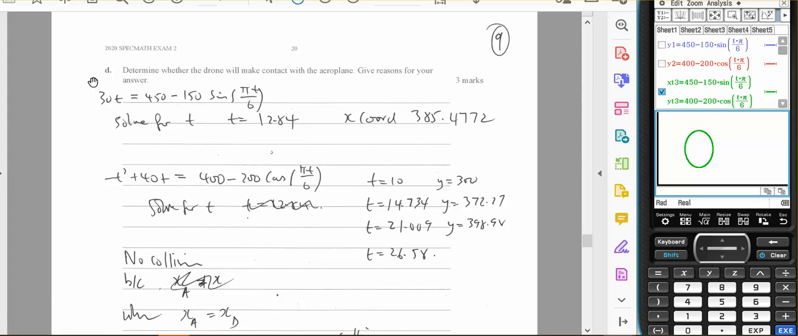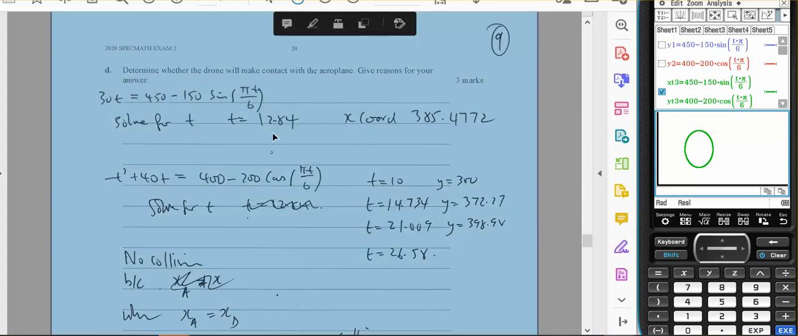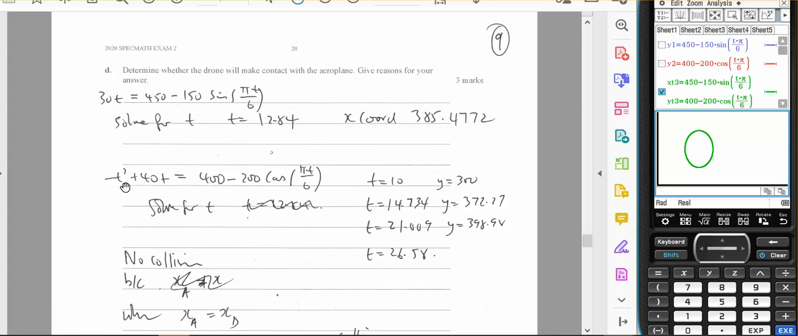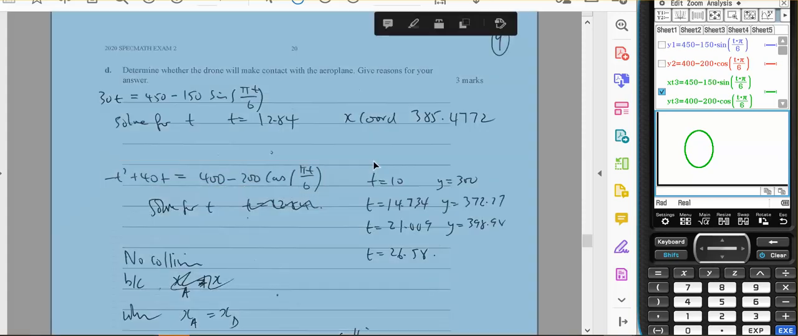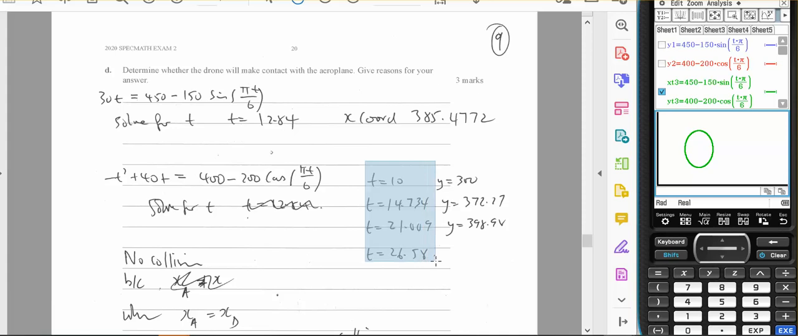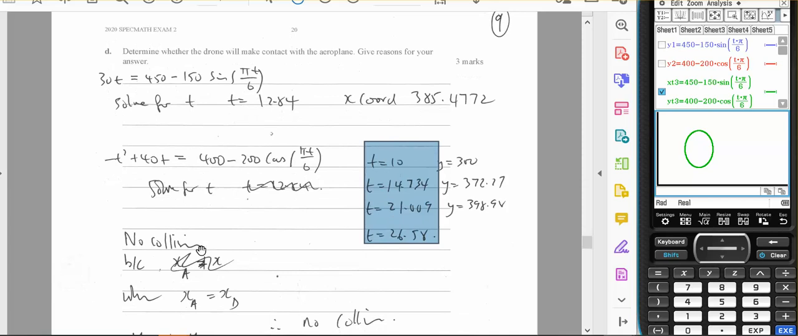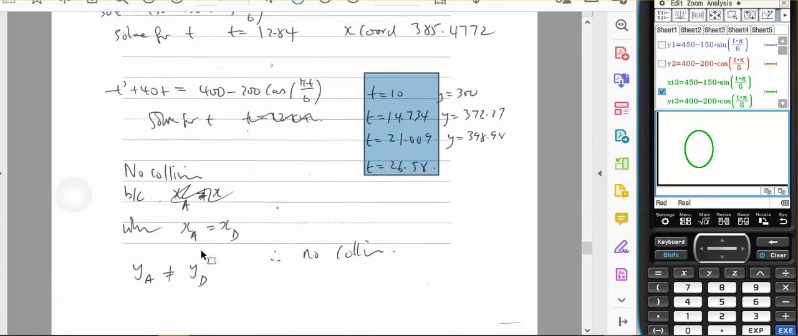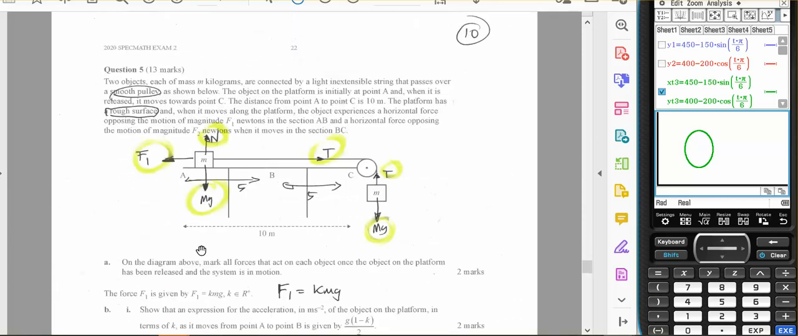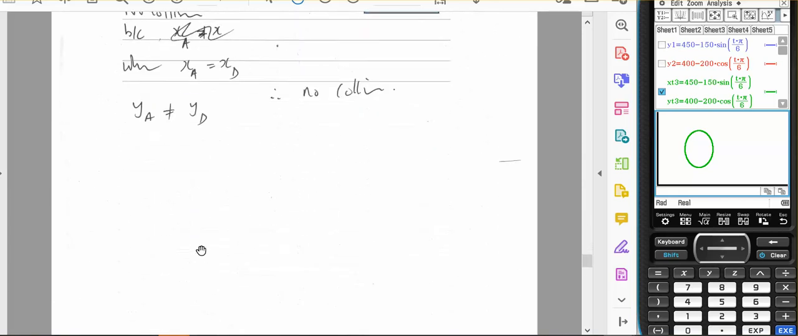Okay, so I'm going to make the x components of the drone and the aeroplane equal, solve for t, and I get 12.84. And when I make the y components of the drone and aeroplane equal, they're equal on all these occasions, and none of them are the same time that the x's are equal, therefore no collision. And that's the question.